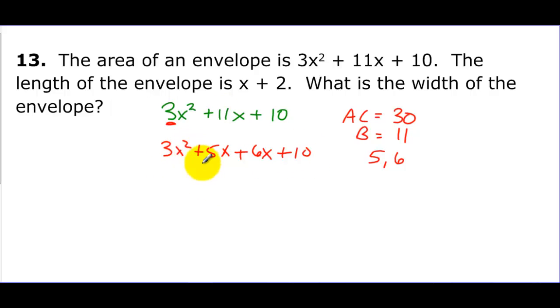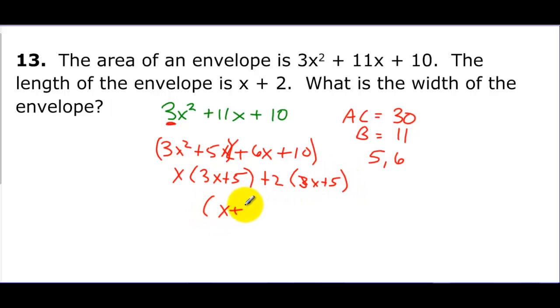I'm going to pull away that common GCF. This first group only has an x in common. That leaves me with 3x plus 5. And the second group has a 2 in common. And that leaves me with also a 3x plus 5. Right? So now when I regroup, I get x plus 2 and 3x plus 5 are the two parts that when I multiply them together make this original expression.